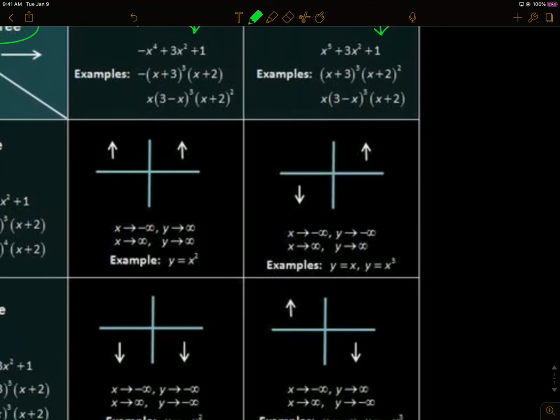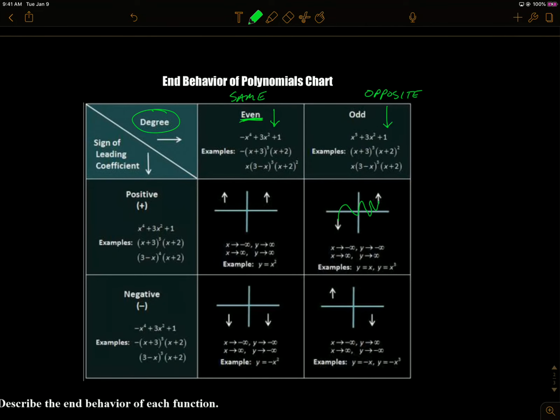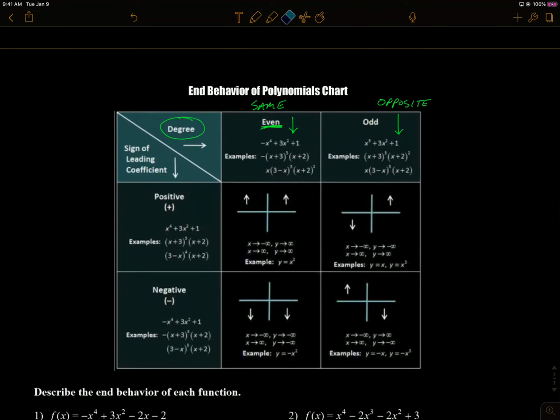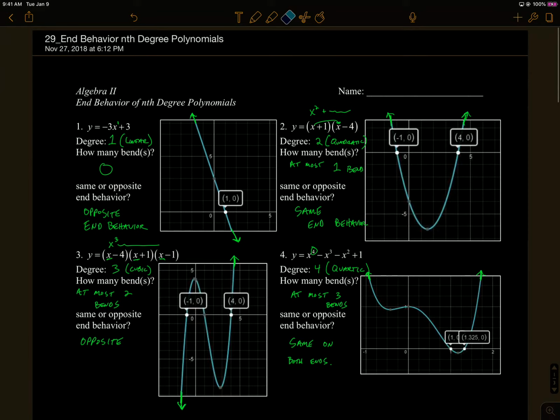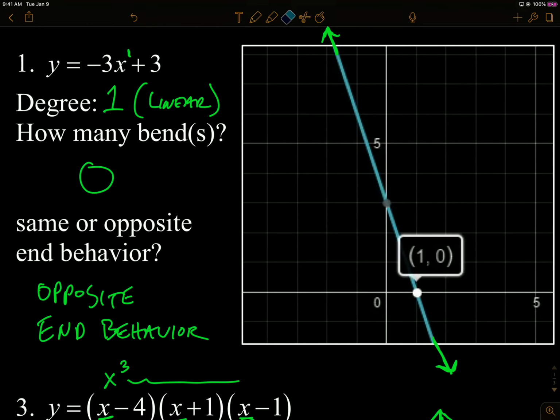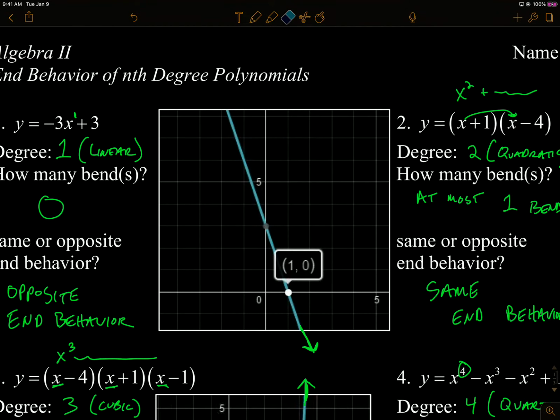So notice the end behaviors here. Who knows how many turns there are in the middle, right? But I'm looking at the end behavior. When it's odd, it's going to be the opposite. So let's look back here and notice that this had a degree 1, which was odd, which means the end behaviors are opposite, up on one side, down on the other.